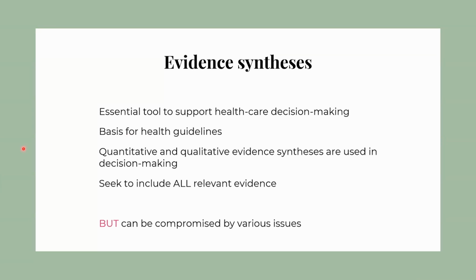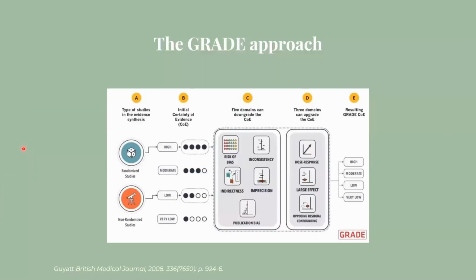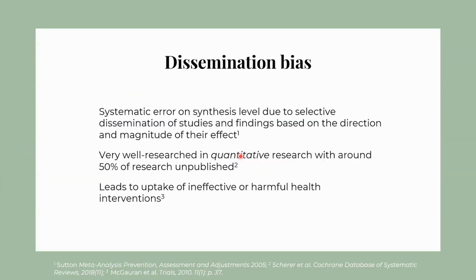So evidence synthesis, we need them, and still there are issues. There might be issues in evidence synthesis that decrease their trustworthiness. In order to know how much we can trust the findings from evidence synthesis, there are approaches to systematically assess the certainty of the evidence. One approach that is very widely used and adopted for quantitative evidence is the GRADE approach. It addresses various aspects within and across the body of evidence that can reduce the certainty of the evidence. And one of those domains is publication bias, or also referred to as dissemination bias.